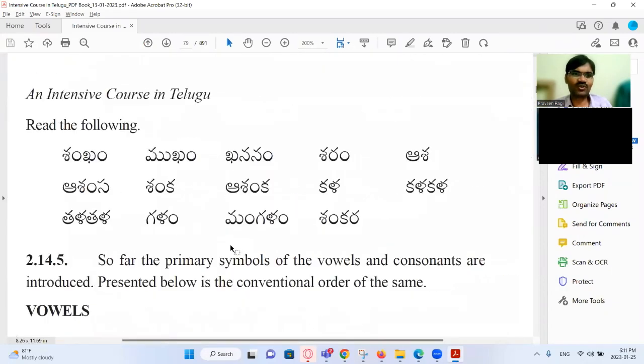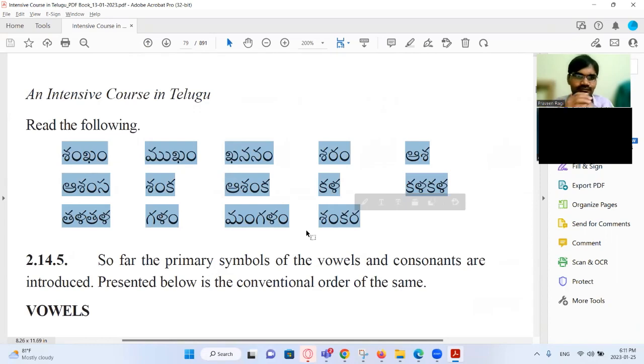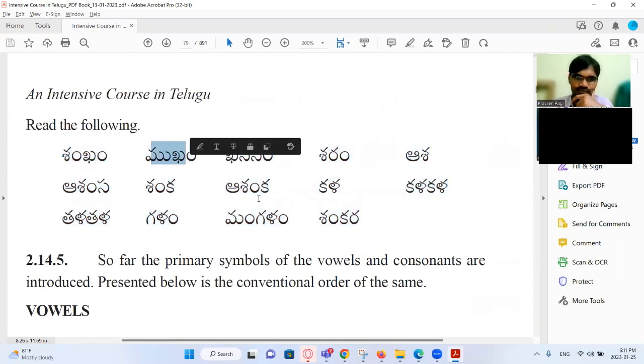Okay. Yeah, here we have some more words. You can continue reading, then we'll see the important vocabulary. Shankham. Okay. Mukham. Okay. Khananam. Okay. Sharam. Sharam. Asha. Asha. Ashana. Ashasa. Ashamsa. Ashamsa. Shankha. Ashankha. Kala. Kala kala. Kala kala. Tala tala. Galam. Galam. Mangalam. Mangalam. Shankara. Shankara. Okay.